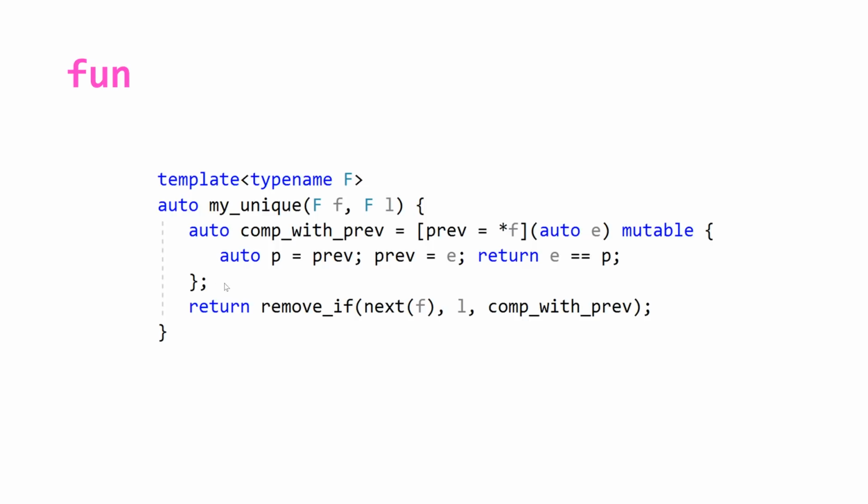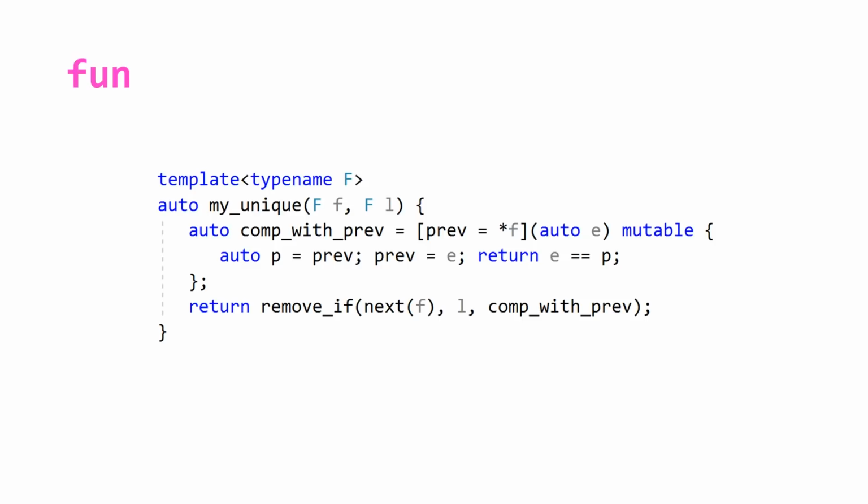And then in the body of our lambda, we can see here we're setting a local p to be equal to the value that prev is. Then we're resetting prev to be equal to the value of the current element we're looking at. And then we're doing a comparison of e and p. And because we're just implementing the default behavior of unique, we're just returning e is equal to p. And if we pass this lambda to our remove_if algorithm, and for the first iterator pass the second element in our first-to-last range, and then pass in L, which is our past-the-last element iterator, we can basically mimic the behavior of unique.